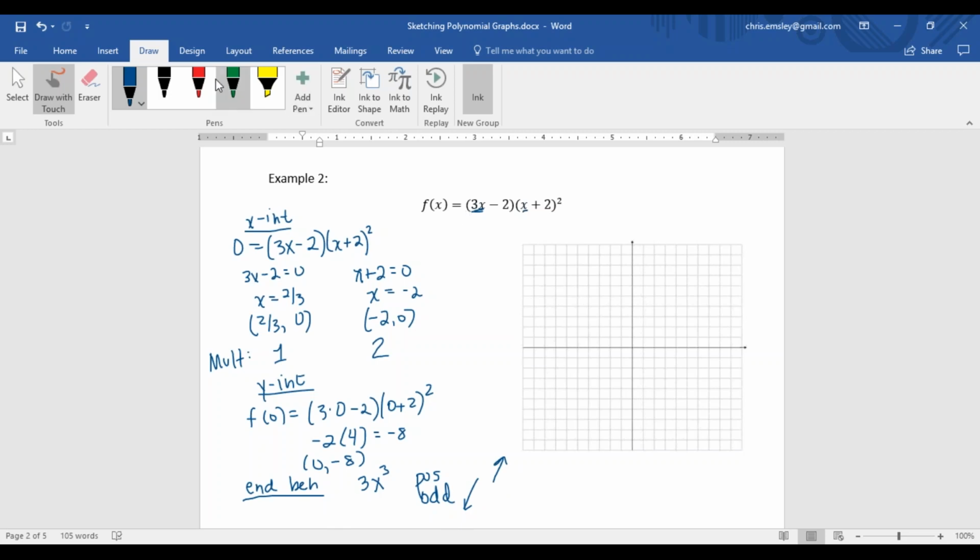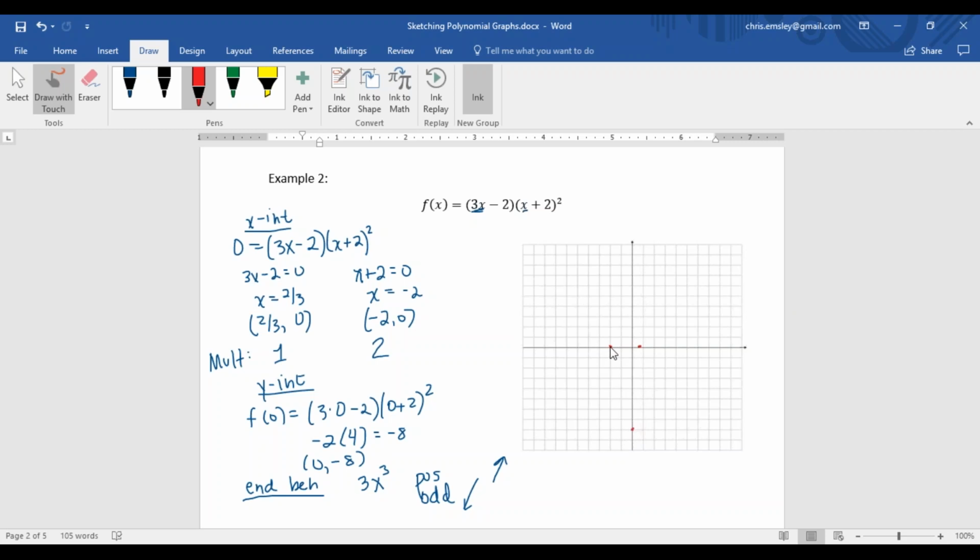Okay, so let's put this all onto our graph. First, we need these intercepts, (2/3, 0). That's about right there. When it's a fraction, you just give it your best shot. And (-2, 0). And our intercept was -8. Y-intercept, sorry.